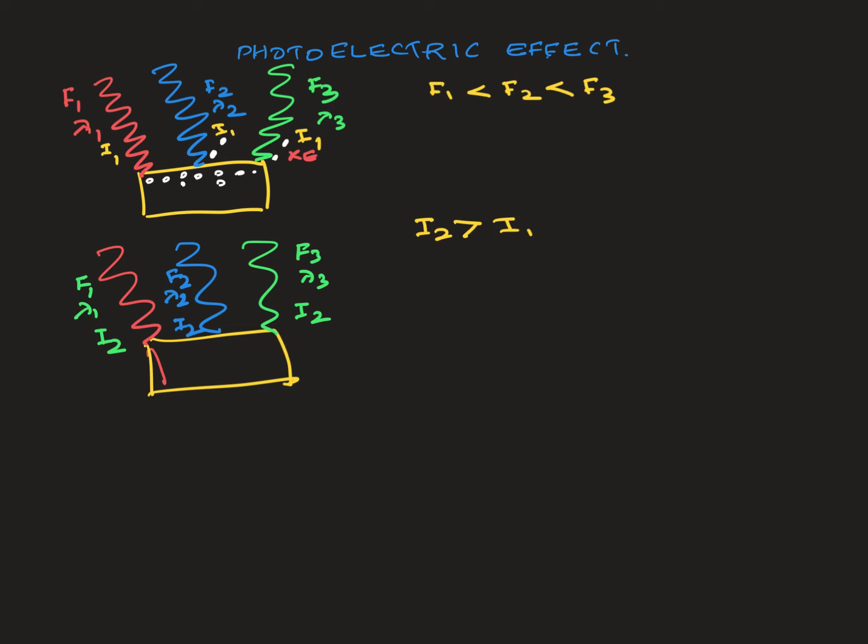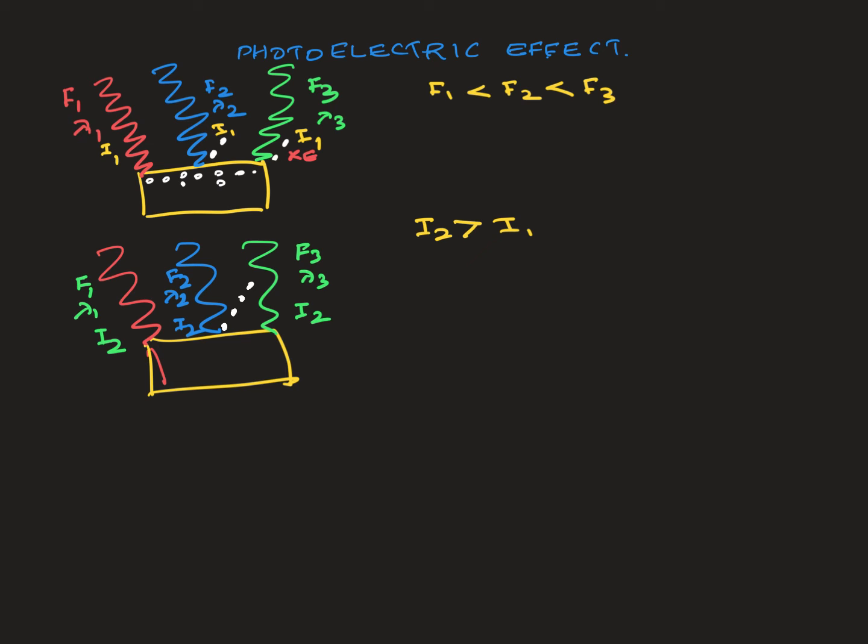So what's happening now? Just like above, with the red one, we didn't have any electrons emitted. So the same thing happened here. Although we increased the intensity to I2, which is greater than I1, nothing happened. And for the next one, the blue one, instead of 2 electrons, we got 4 electrons emitted. So we increased the intensity, but the frequency is still F2.